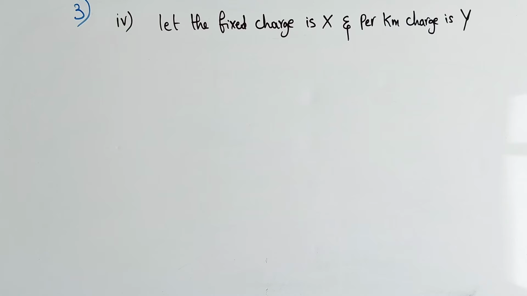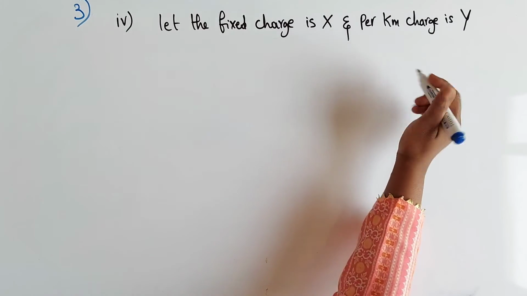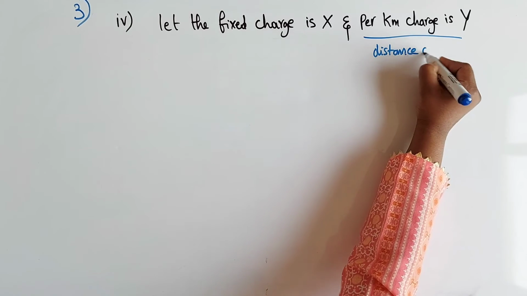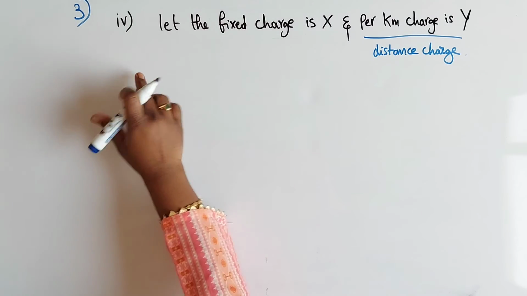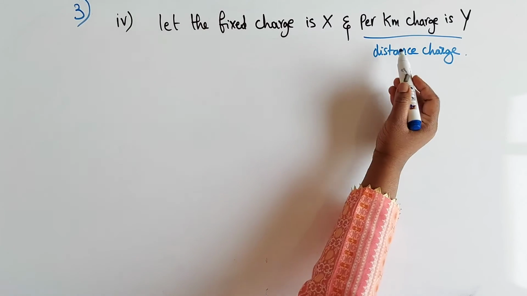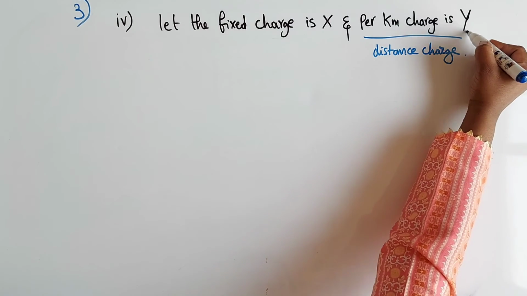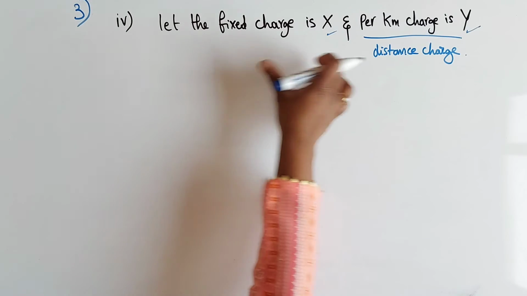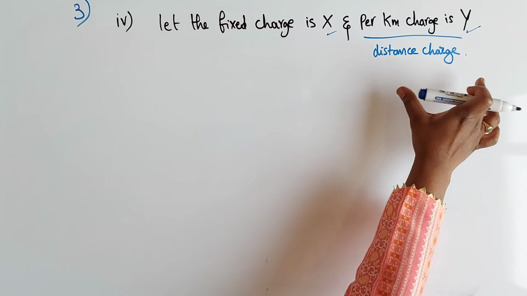Correct, children? So they are taking fixed charges and distance charges also. Distance charge means the per kilometer charge. Therefore, let the fixed charge be x and let the per kilometer charge, or distance charge, be y, children. Correct? And here what are they telling? The taxi charges in a city consist of a fixed charge together with the charge for distance covered. So we have to write x plus the distance charges.